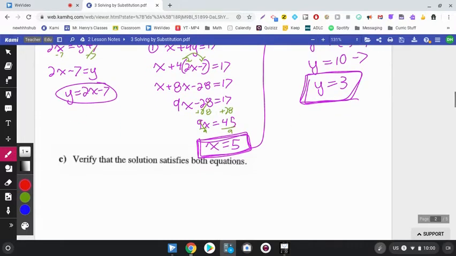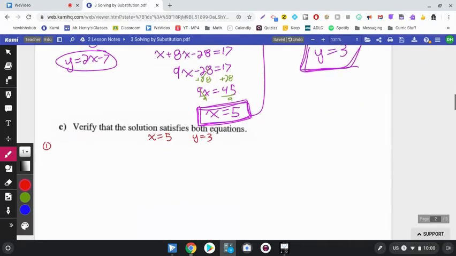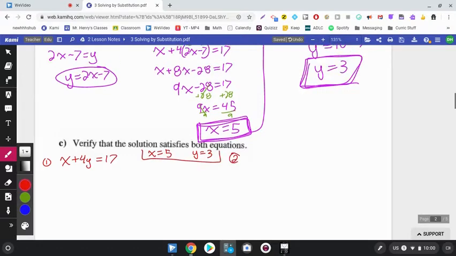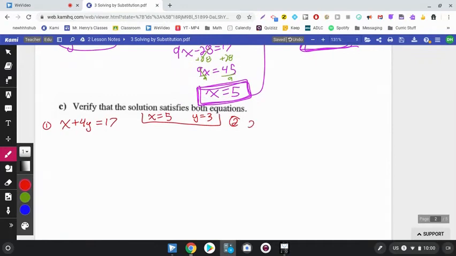Let's verify. It says verify the solutions satisfy both equations. So I'm just quickly going to say, all right, x is equal to 5, y is equal to 3. And remembering, equation 1 said x plus 4y has to equal 17. So my x and y have to satisfy that. And at the same time, equation 2, 2x minus y has to equal 7. So I am proving that these x and y values work for both equations.